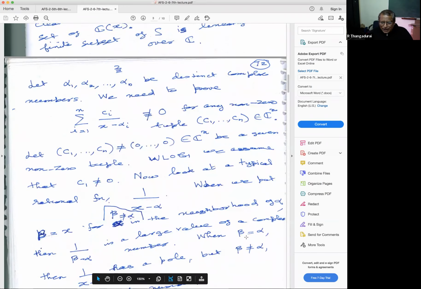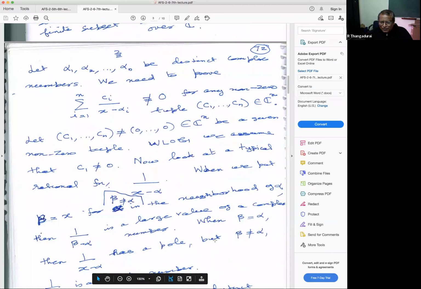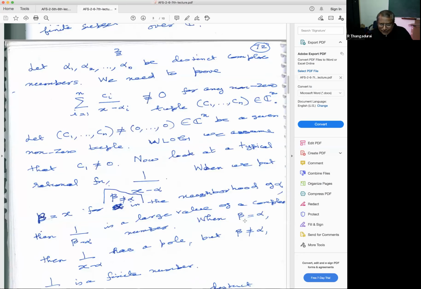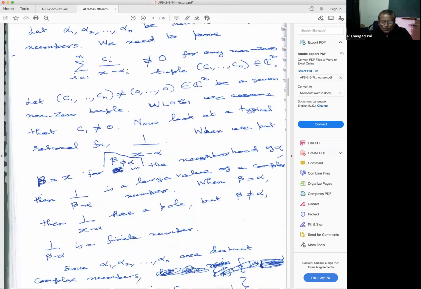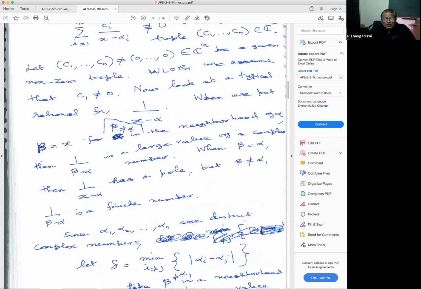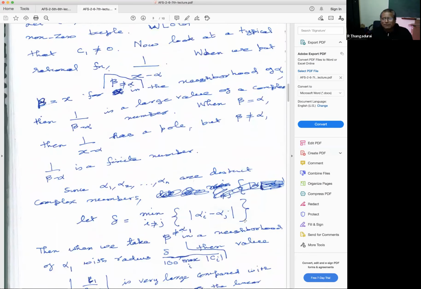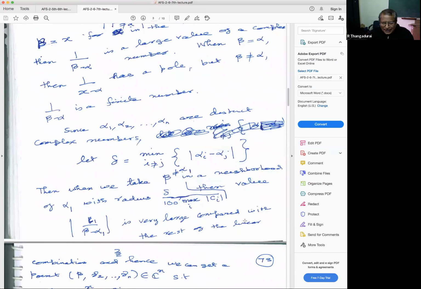When beta equals alpha, of course it has a pole, therefore we don't take beta equal to alpha, but it is just blowing up so much. The distance is so small, therefore 1 by the distance is going to be huge. This observation is going to be helpful to prove this. Since alpha 1, alpha 2, ..., alpha n are distinct complex numbers, let delta be the minimum over i not equal to j of the modulus of alpha i minus alpha j. I am looking at all the distances between alpha 1, alpha 2, ..., alpha n, and taking the minimum of it. That is delta.